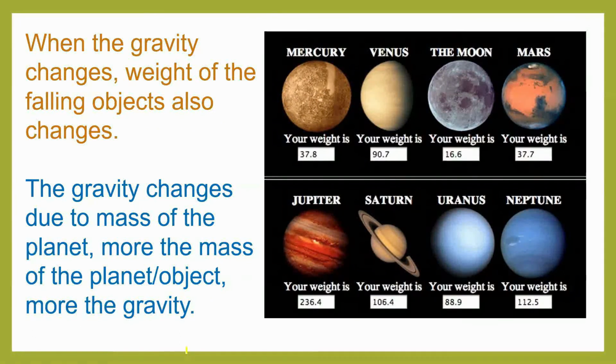When the gravity changes, the weight of the falling object also changes. The gravity changes due to the mass of the planet. The more the mass of the planet, object or star, the more the gravity. So in this case, we can see for the same mass, the different weight on different planets. Look at Mercury, the weight. And now see the difference on Venus. And see the difference on the moon. And now the weight on Mars. Similarly, we can see on Jupiter and on other planets. We note that the weight changes from place to place, but the mass remains the same.